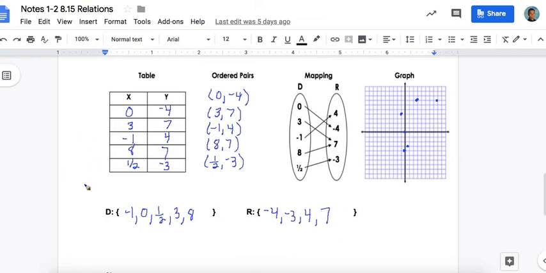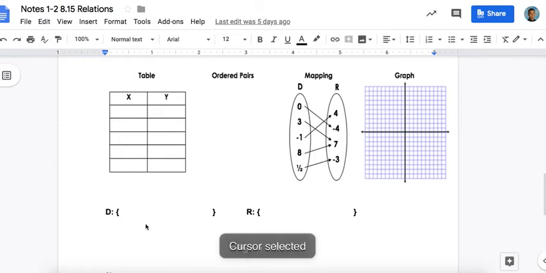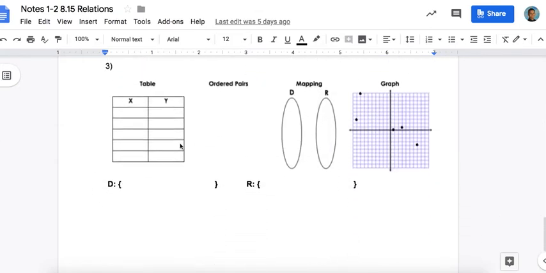Okay, let's look at one last final example. And this time we start with a graph. So what we're going to have to do is write the ordered pairs first. And when I write the ordered pairs, typically you start from left to right because then your x's will be in order from least to greatest, which doesn't necessarily have to happen. That's just typically the way people will do it.